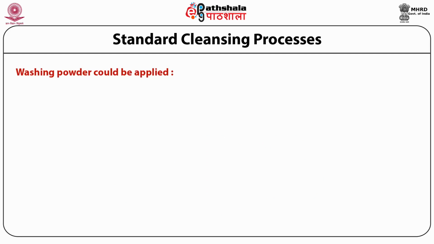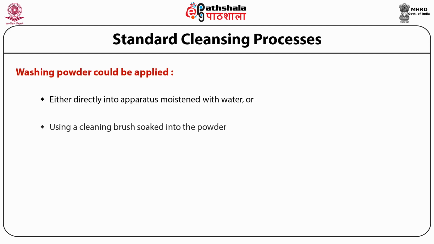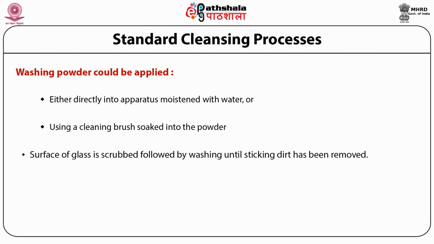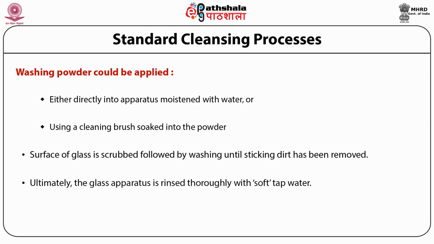The washing powder could be applied either directly into the apparatus previously moistened with water or using a test tube cleansing brush that has been soaked into the powder. The surface of the glass is subsequently scrubbed gently, followed by vigorously until the sticking dirt has been removed entirely. Ultimately, the glass apparatus is washed and rinsed thoroughly with soft tap water.